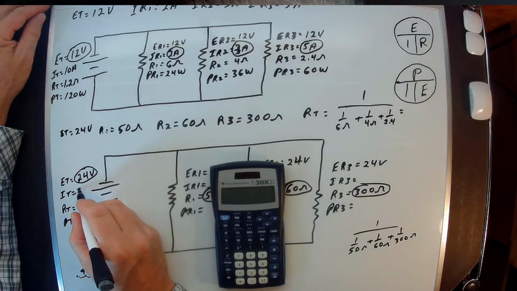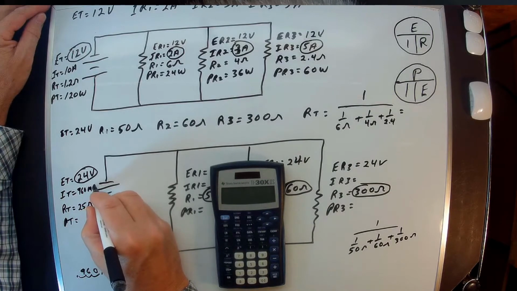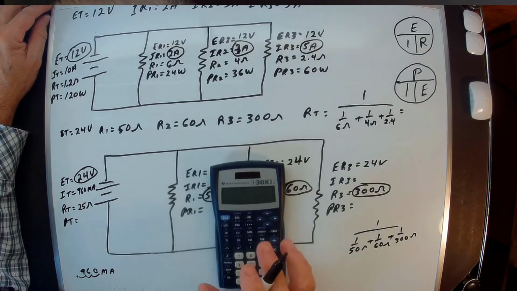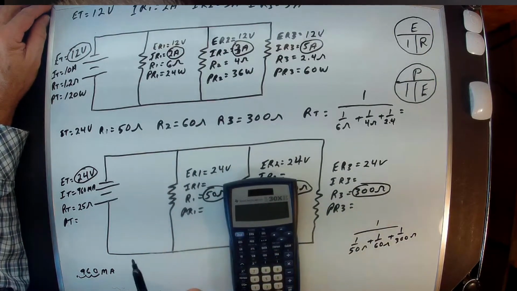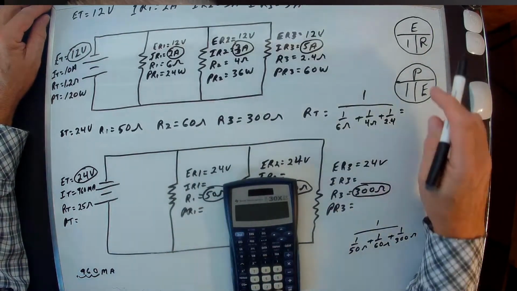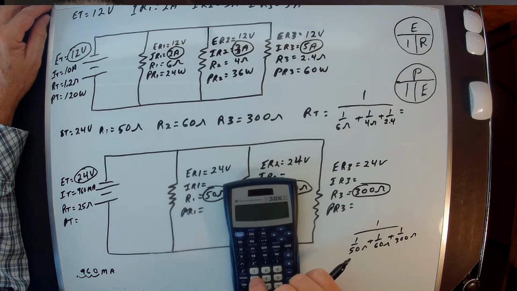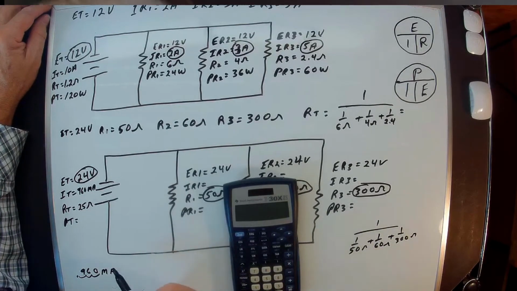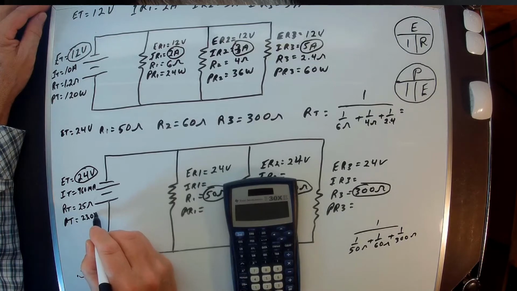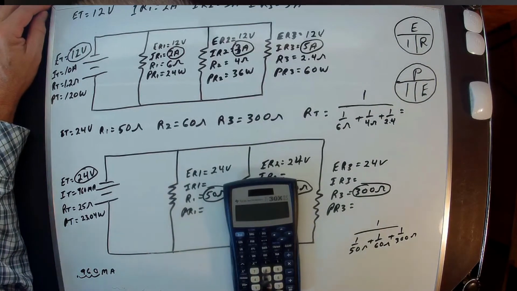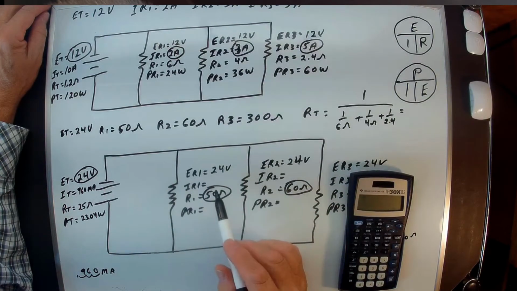So it's going to be 960 milliamps. All right, 960 milliamps. And then when we have that in the calculator as 0.96, I times E equals P. So let's just times 24 and we get 23.04 watts. That's our power that we're consuming. All right, so that one's good. Now let's try this one.